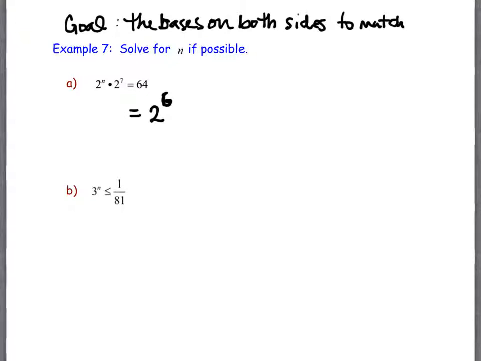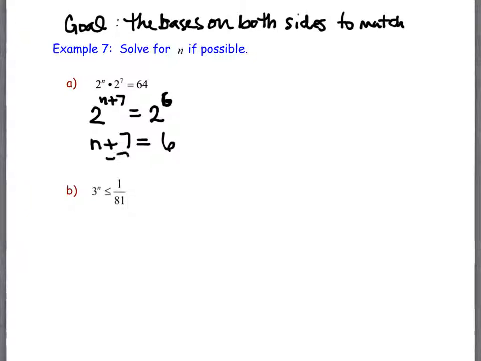How can I change the left-hand side so it has a single base instead of having 2 2's in there? Add them. So I've got 2 to the n plus 7 on the left, and I've got 2 to the 6 on the right. Now, it's going to look like I'm quote-unquote canceling the 2's. That is not what we're doing. We're not canceling anything out. But we are recognizing that in order for these sides to be equal, if their bases are equal, their exponents must be equal. So since I have a single 2 on both sides, the exponents n plus 7 and 6 must be the same.